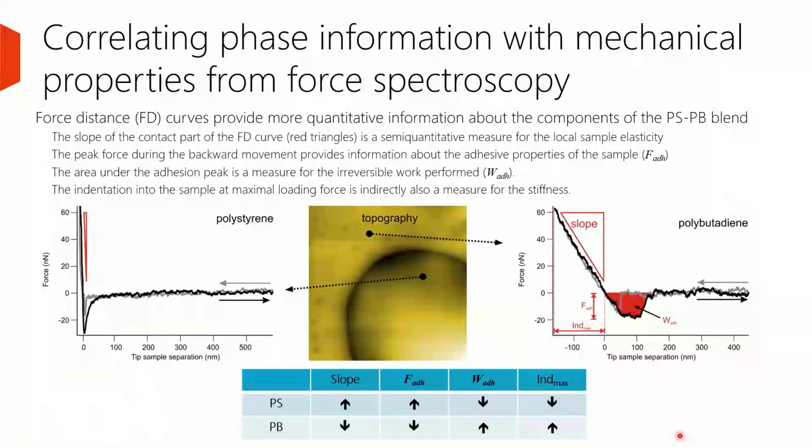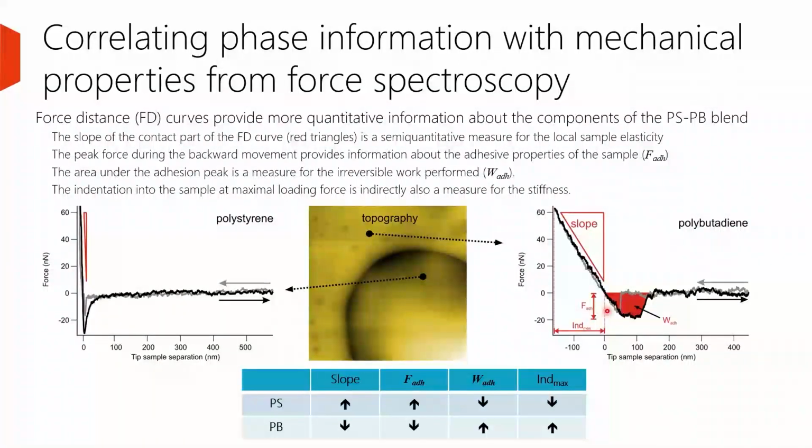Now, what belongs to what? So here we see a different image again of the same mixture, and we try to compare data with force spectroscopy. The polystyrene is relatively hard, gives you a curve like this. The polybutadiene is a bit softer, gives you a less steep contact slope, and gives you also a different adhesion force and adhesion work. And these things both will affect the phase contrast that you get.